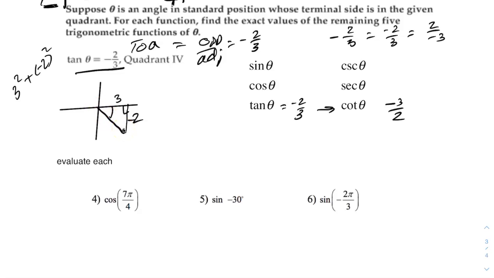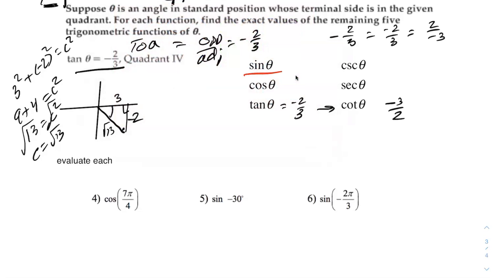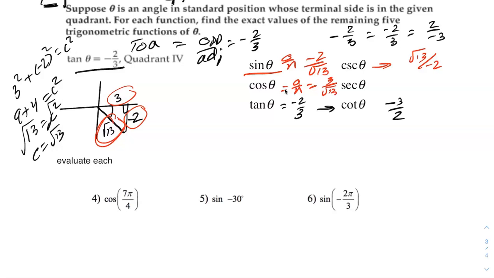Now this is not a special triangle, we should know, so we actually got to do it. 9 plus 4 equals c squared. So 13 equals c squared. So c equals rad 13. Remember, hypotenuse is always positive. So that's my answer. Now let's figure out what these are. Sine is opposite over hypotenuse, negative 2 over rad 13. That makes cosecant the reciprocal, rad 13 over negative 2, or negative rad 13 over 2. Cosine is adjacent over hypotenuse, 3 over rad 13, which makes secant the reciprocal, rad 13 over 3.